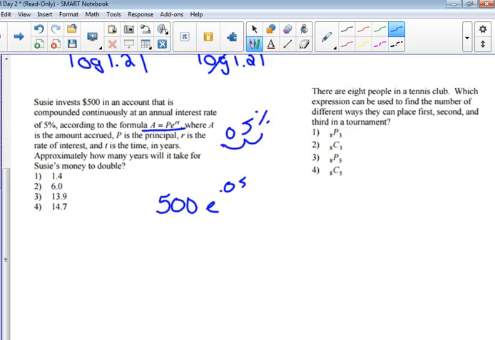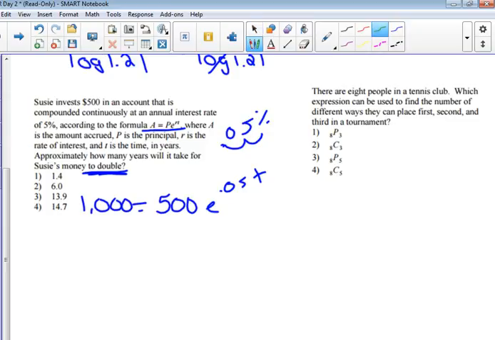Do we know what the T is? No. It asks how many years it will take for Susie's money to double, so I don't know the T. How much do I want at the end though? Very nice, 1,000. They love this kind of stuff, putting in for it to double or triple. So you need to think: if you doubled what you invested, how much would that be? 1,000.